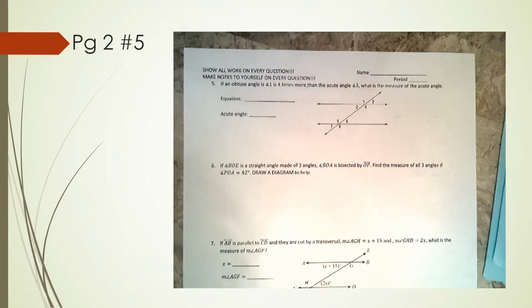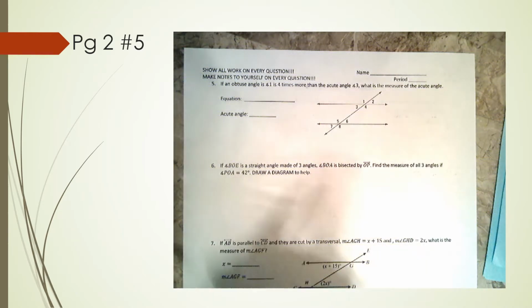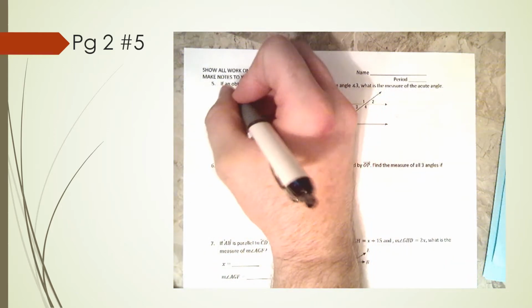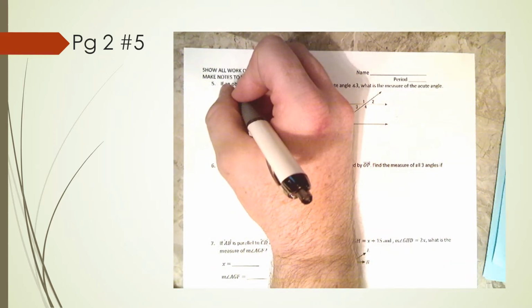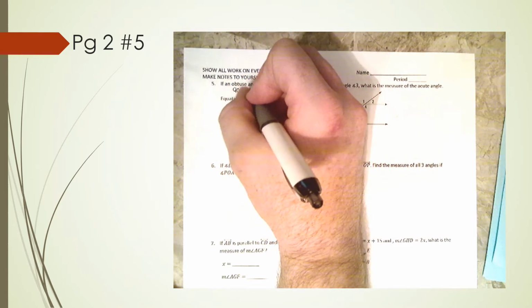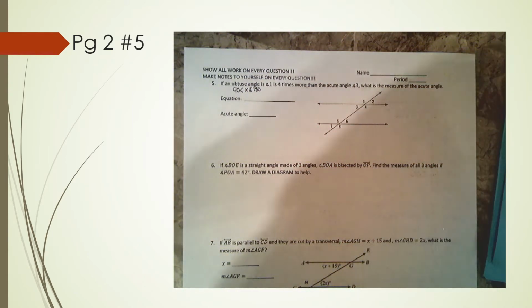This one's saying if an obtuse angle is angle 1 and it's 4 times more than the acute angle, angle 3, what is the measure of the acute angle? Well, first of all, you got to make sure you know what an obtuse angle is. An obtuse angle is greater than 90, but less than 180 degrees. So it has to be a number in between 90 and 180.